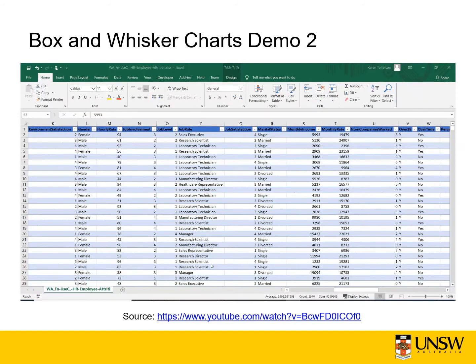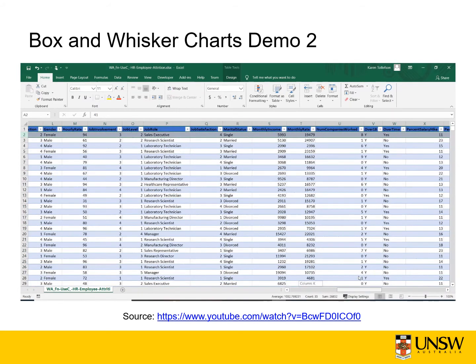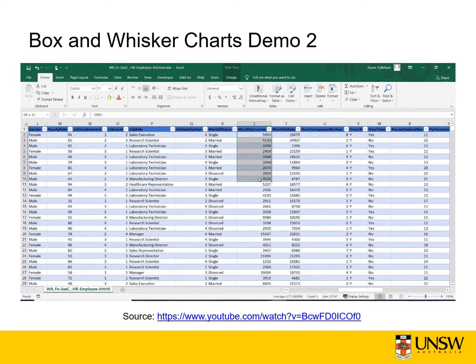In this video, I'm going to demonstrate how to create a box plot in Microsoft Excel. So you can see I have my data set here. I have 1,470 rows of data about employees at a fictional company. And what I'm interested in doing is comparing the distribution of monthly income among the various categories of job roles that I have in my company.